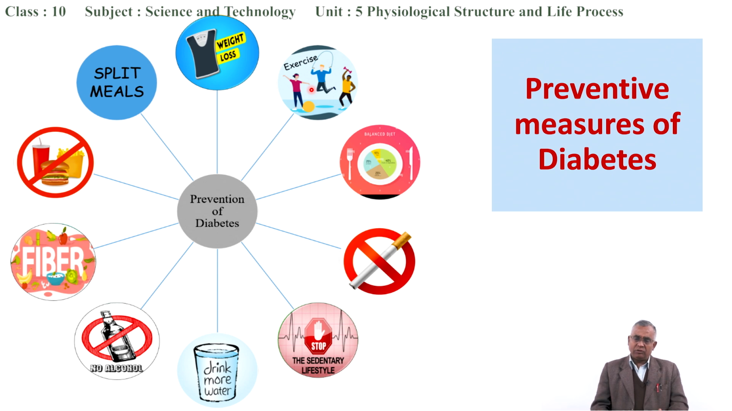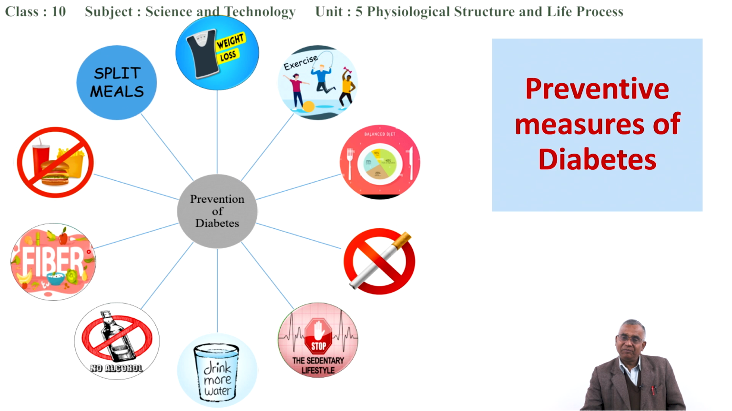Yes, it keeps you away from many diseases. Next one is balanced diet. Balanced diet, nothing more than required. And next one is what? The sedentary lifestyle you have to stop. What is sedentary lifestyle? Laziness. You have to be active. Your passiveness should be reduced. And then drink more water. Fiber-rich fruit, grains, etc.